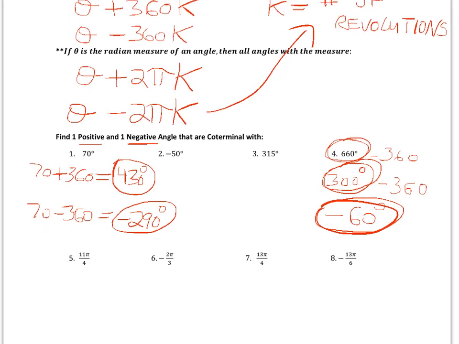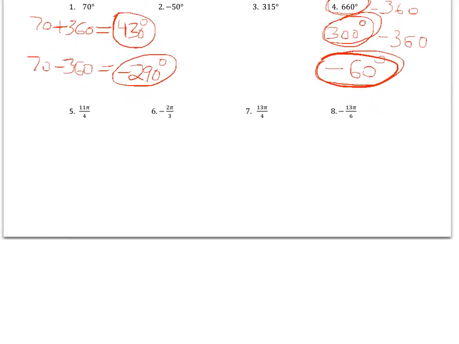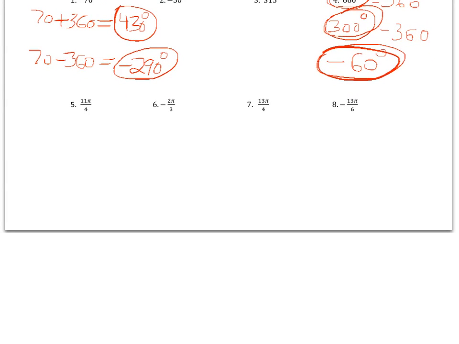All right, let's do 2 that are in radians. Let's pick some good ones. Let's look at 5. If it's in radians, you always want to have it between 0 and 2 pi. If I made this a mixed number, 4 goes into 8 2 times, and there'd be 3 left over. This is 2 3/4 pi. So I know that's more than 1 revolution.